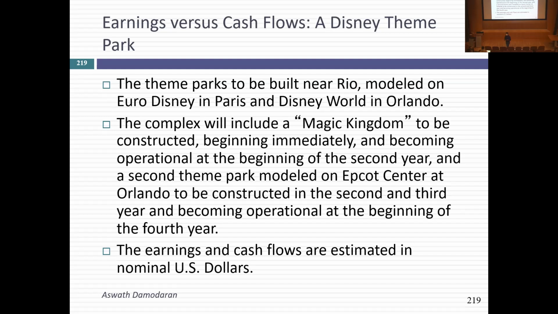So I'm going to give you the numbers for the theme park, and your job is singular. All you have to do is make the decision on whether to open the theme park.